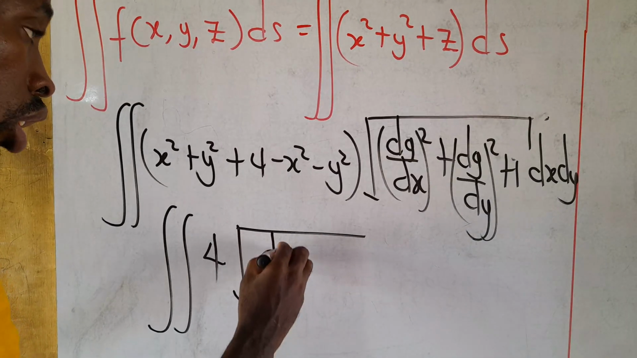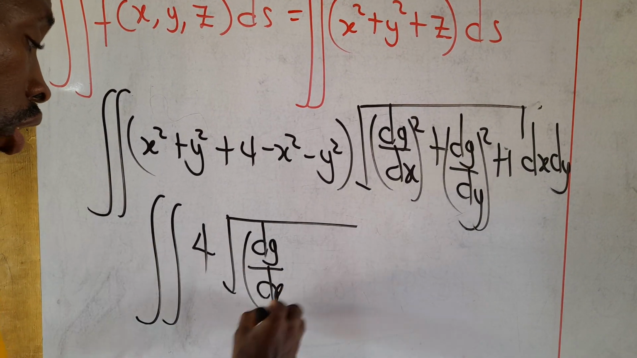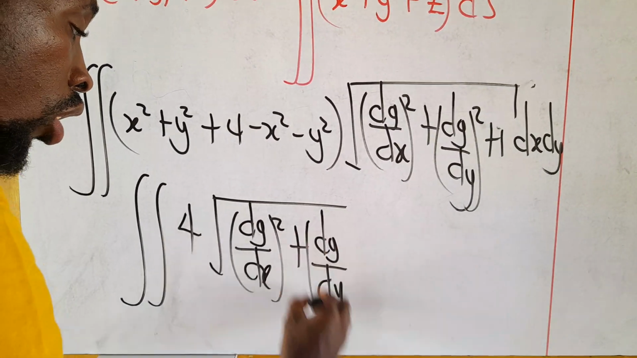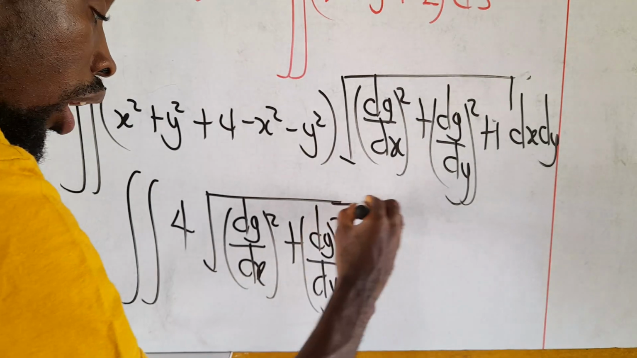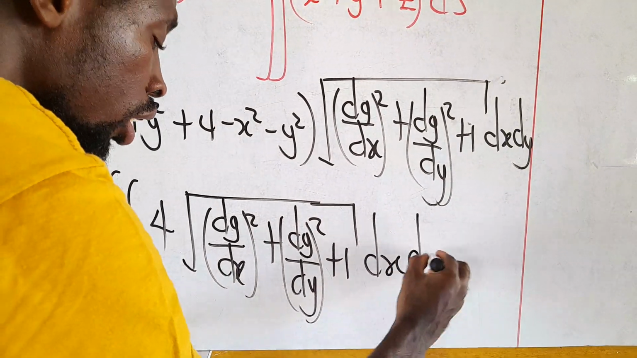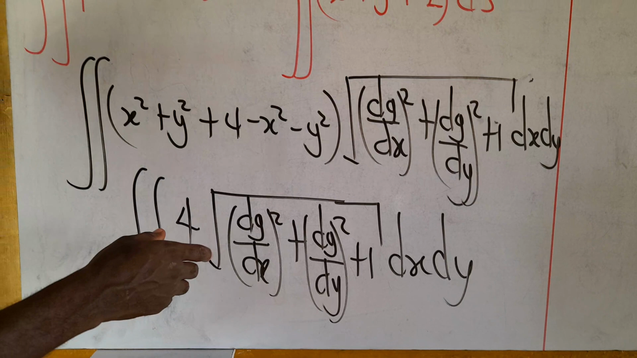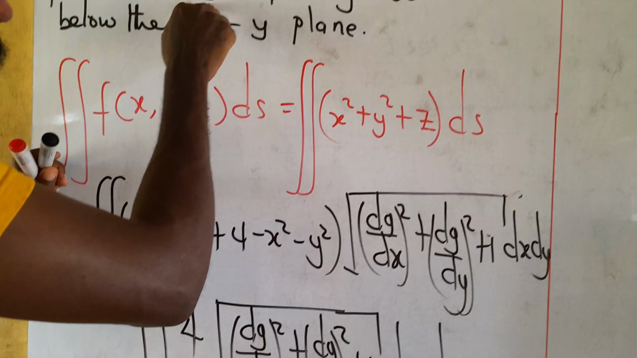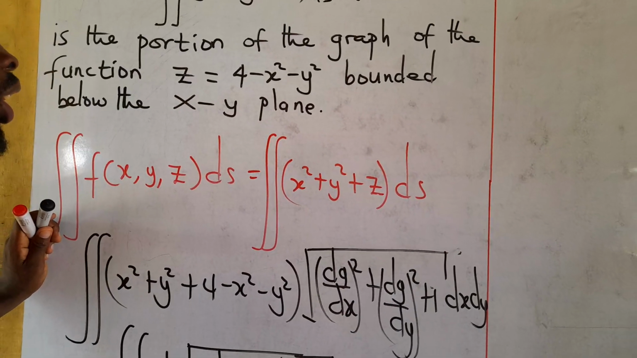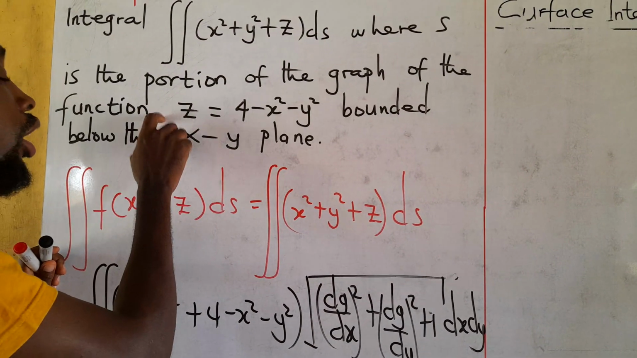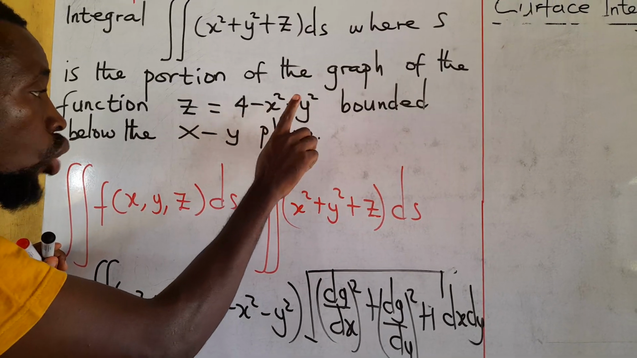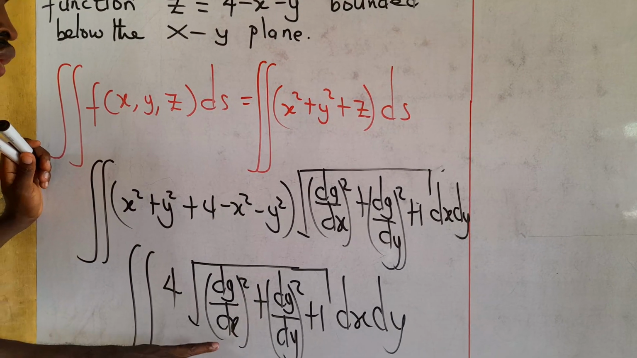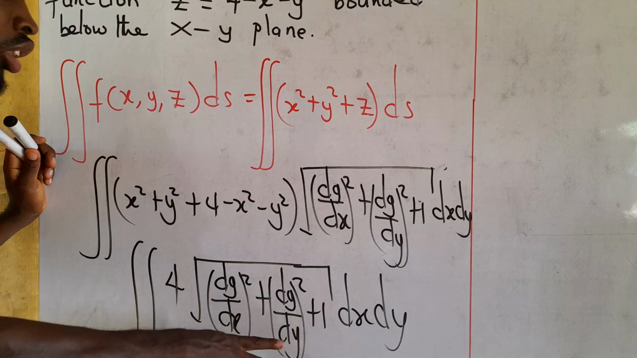Integral of (dg/dx)² + (dg/dy)² + 1 dx dy. So we know our function g is the same as z if you watch the video from the beginning. So our g, depending on x and y, is equal to 4 minus x squared minus y squared. So we find the partial differentiation of that function with respect to x, and the partial differentiation of the function with respect to y.